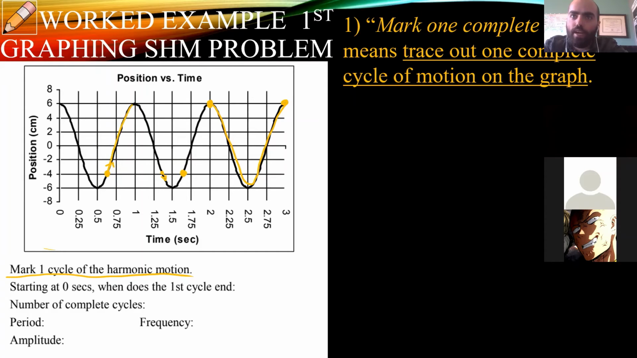And if I were to trace that out on the graph, that would also be a full cycle, going from there to there. So as you can see, you could pick whatever starting point you want, as long as you end up completing the cycle. There's a lot of different ways that you could do that. So I just showed you two different ways, but that's what they want you to do when they say mark one cycle.